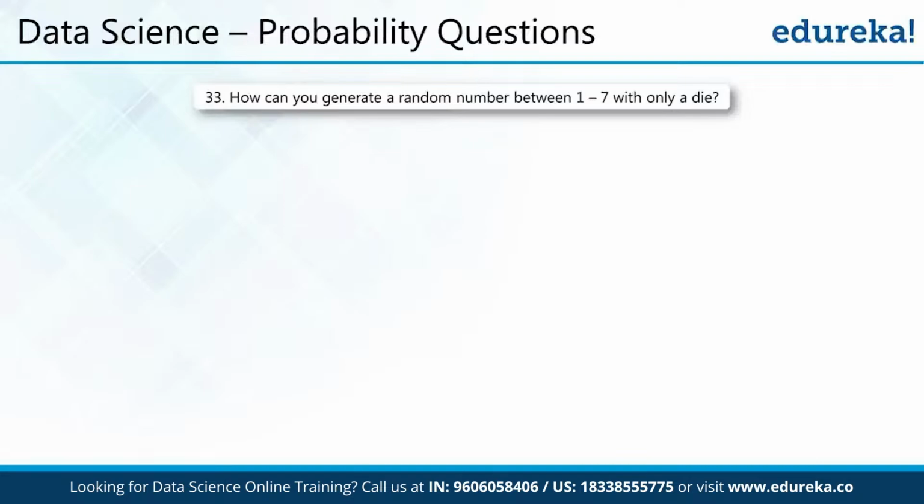So obviously we know that the die has numbers between 1 to 6. So the probability of getting any one digit in the die is 1 by 6. Like if I do 1, 2, 3, 1 divided by the total number of possibilities, that is 1 by 6. So that will be my probability of choosing any one of the digits there. But it is saying we want to generate this random number between 1 to 7.